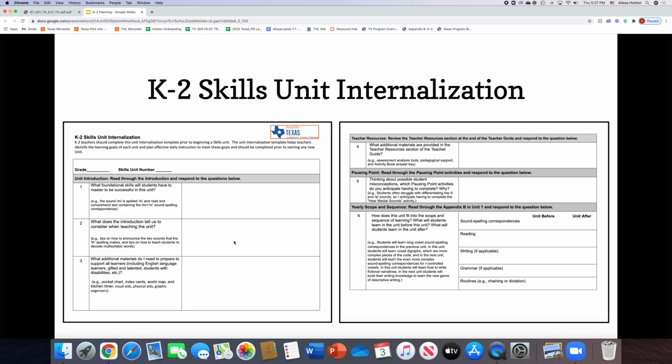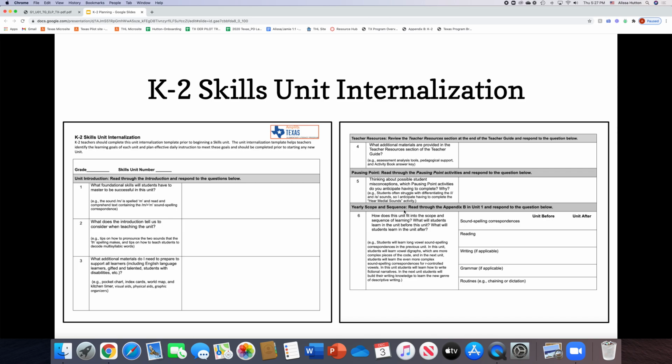As you see on the screen in front of you, this is the template that you will be utilizing. It is the K-2 Skills Unit Internalization. This template is divided into 4 components. All 4 of these components can be found in your teacher guide for each skills unit. The 4 components include the unit introduction, teacher resources, pausing point, and yearly scope and sequence.